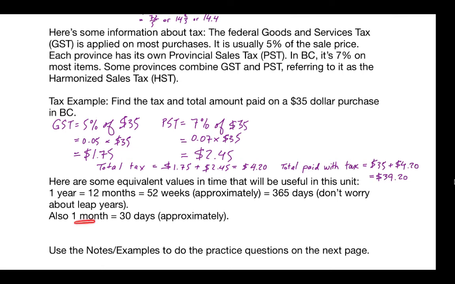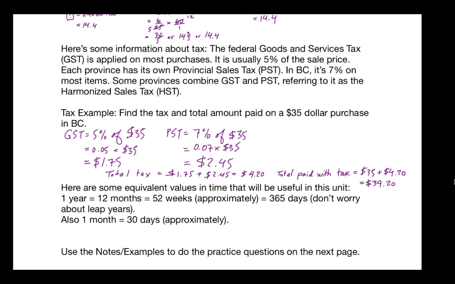Generally speaking, a month is considered to be 30 days. That's approximate. I realize some months are 31, and of course we've got February that's 28 and sometimes 29, but on average it's close to 30 days. So for calculation purposes, you can use those equivalencies. So now that you've got some notes and examples worked out, you should be able to go through and do the practice questions that are on the next page.